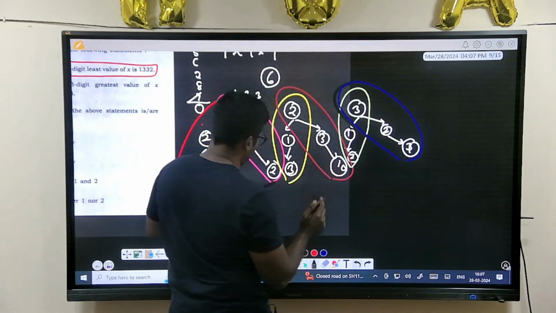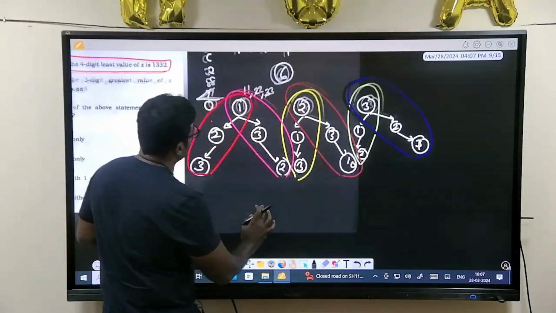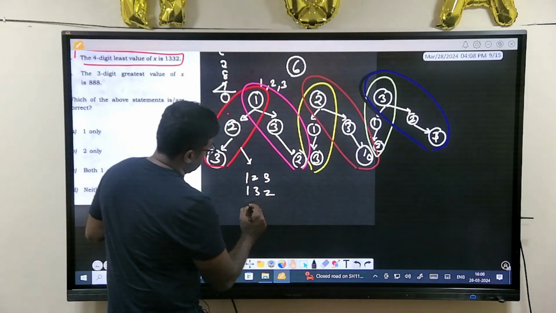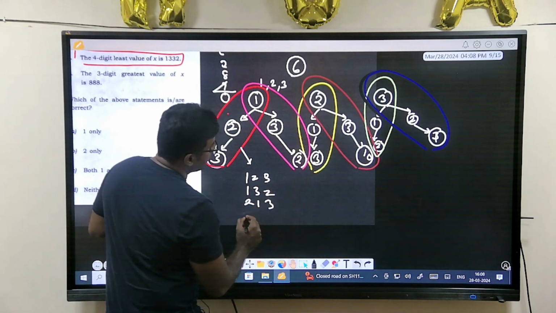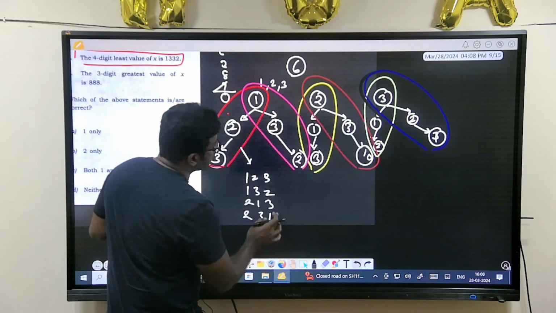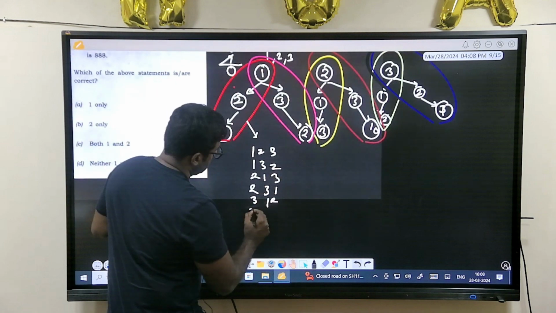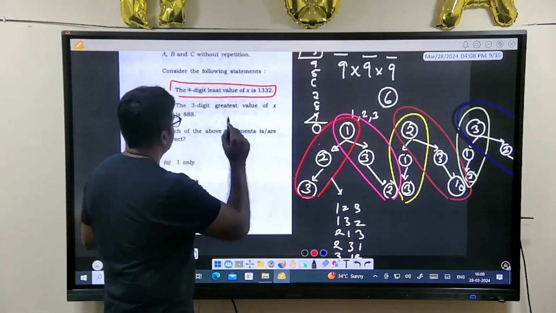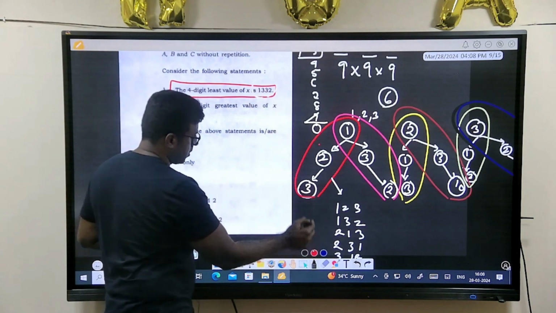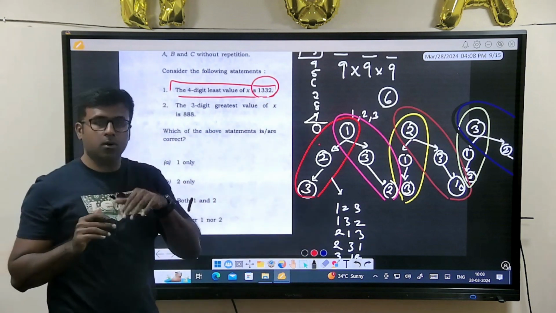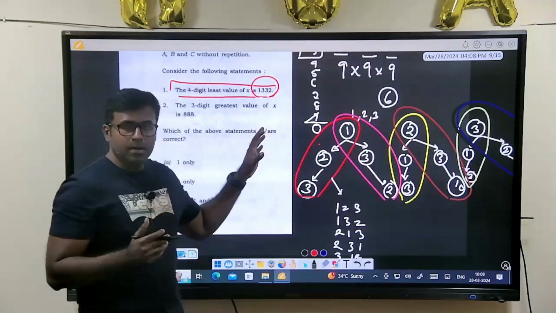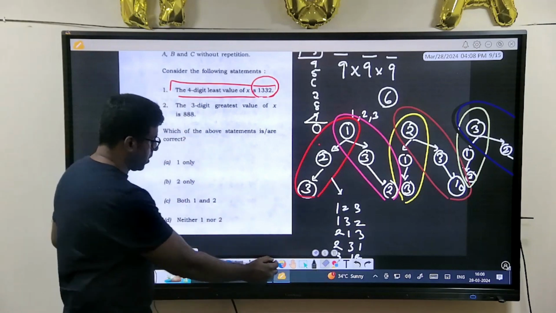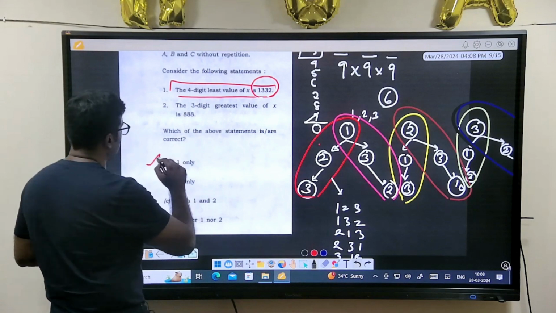Now, our point is to add all these numbers. You have to add all these numbers. Now look at it: 123, 132, 213, 231, 312, 321. If you add, you will get this number as the least possible four-digit value, obtained by the addition of the numbers formed by these digits. So statement 1 is true. This is the point I'm trying to say.